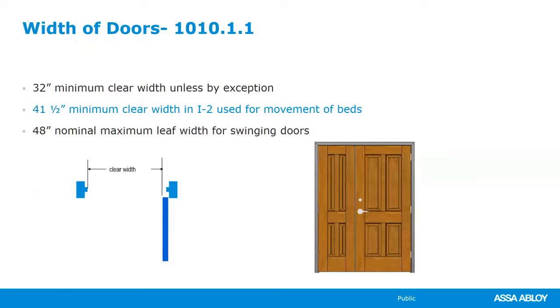However, in I2 occupancies where there's movement of beds, any place that serves patient bedroom areas, the corridors, the stair doors, everything within that area needs to be a minimum of 41.5 inches clear width. That's why we see doors that are extra wide in hospitals. They're going to be moving patients and evacuating patients while they're still in bed. And any area that serves movement of beds must be a minimum of 41.5 inches clear width.